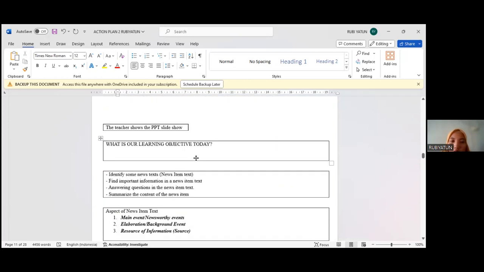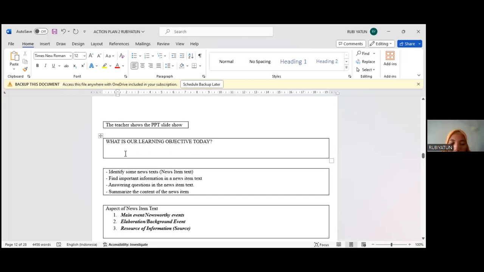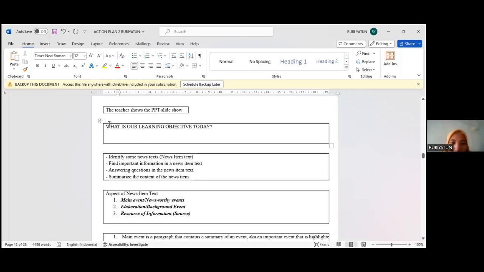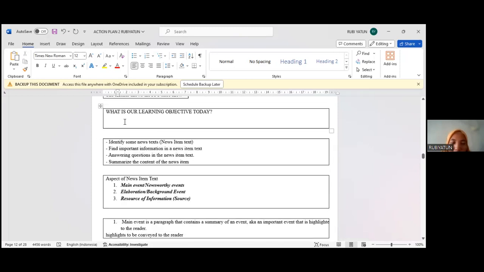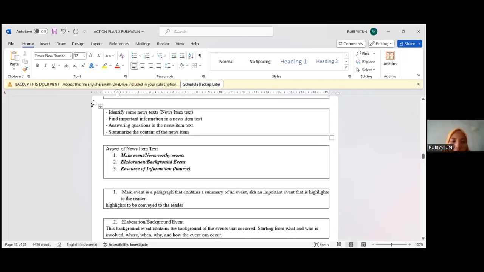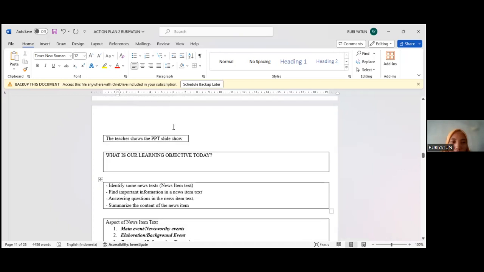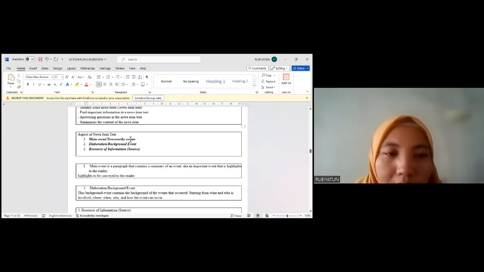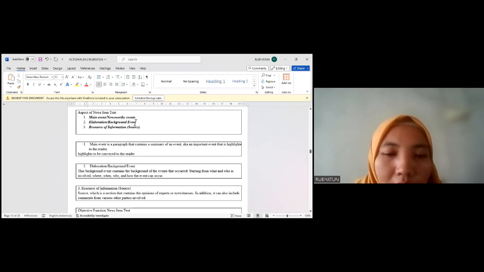And then the teacher shows the PowerPoint slide, but it is still white and black, it hasn't been modified. What is our learning objective today? The content of the PowerPoint is to identify some news item text. That one is the learning purpose, and then the aspects of news item text, or generic structure.